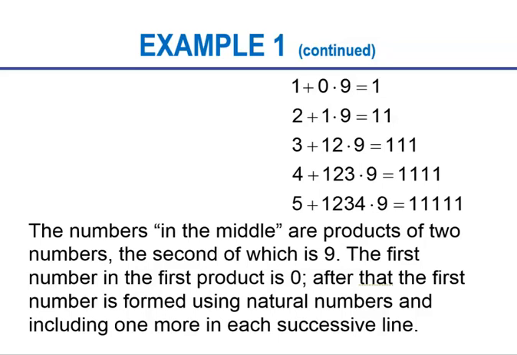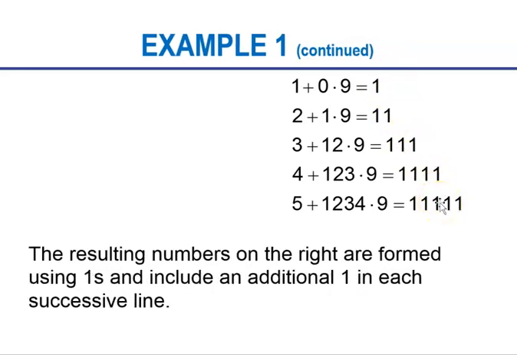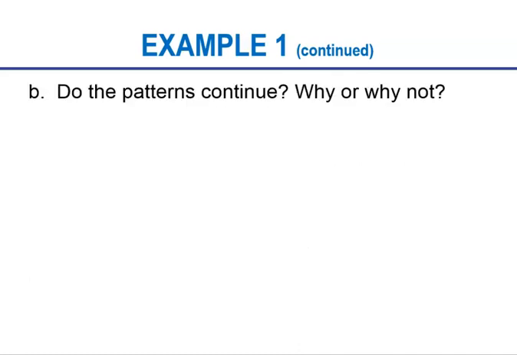So again, we start with 0 in the first line, and then 1, and then 12, which is really a 1 and a 2, and 123, which is really 1, 2, 3, right? And then 1, 2, 3, 4. Now, can you write the next line? If you can write the next line, you recognize the pattern. And by the way, I didn't address the patterns over here on the right, but the next slide likely does. The resulting numbers on the right are formed using ones and include an additional 1 in each successive line. Pretty neat, huh? Now the real question is, do the patterns continue, and why or why not?